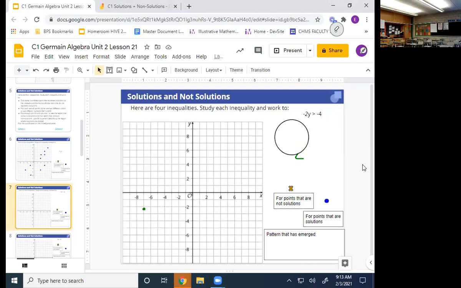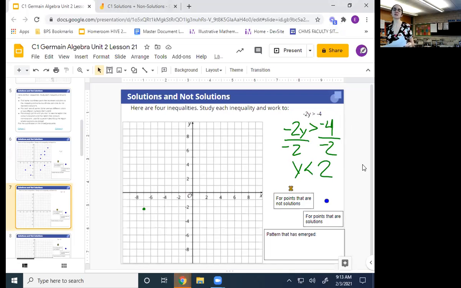Actually, I'm going to keep it as a symbol here because I'm going to say -2y is greater than -4. Divide by -2, divide by -2. Y is less than 2. So if you're looking at some solutions here, since it's y equals, we know it's going to be a horizontal line because it's crossing the y-axis.